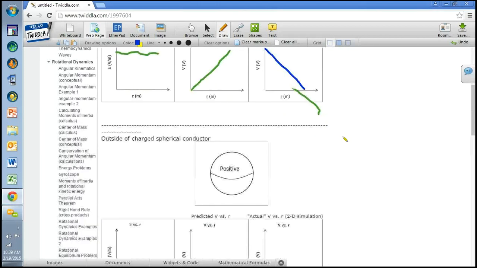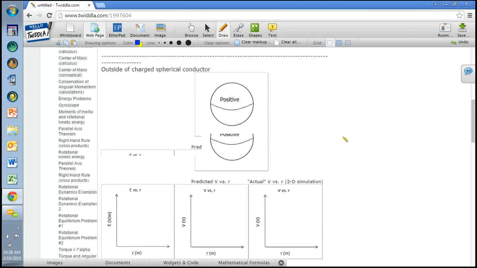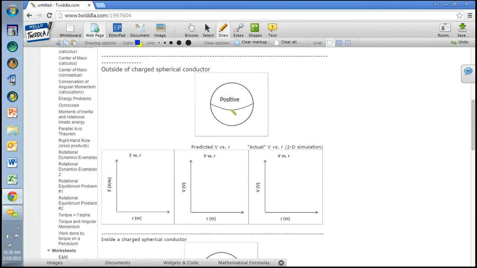Okay, this one, I think this was part B, but I'm not positive. This one was looking at a charged conductor. This was outside that charged conductor, and we're looking at what the E field is. So actually, we're trying to figure out the V versus R. But what was the E field for this? What kind of relationship was it?